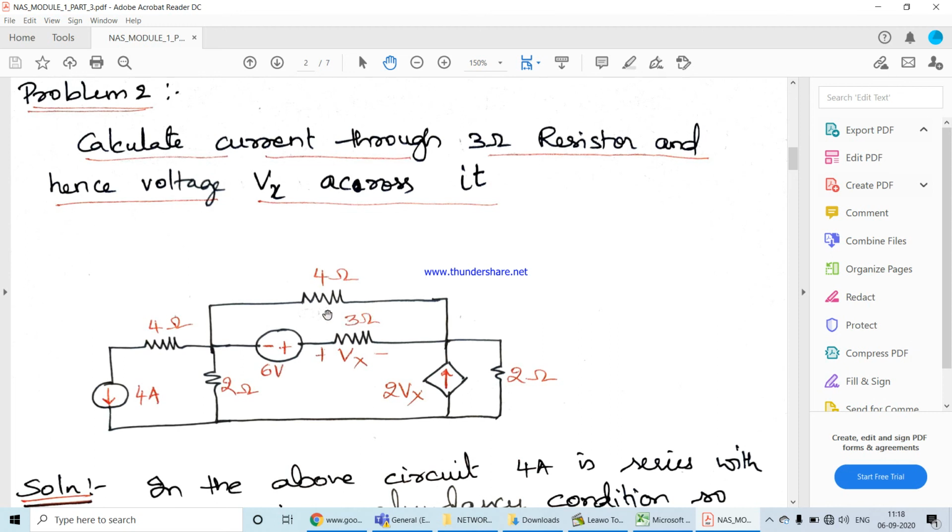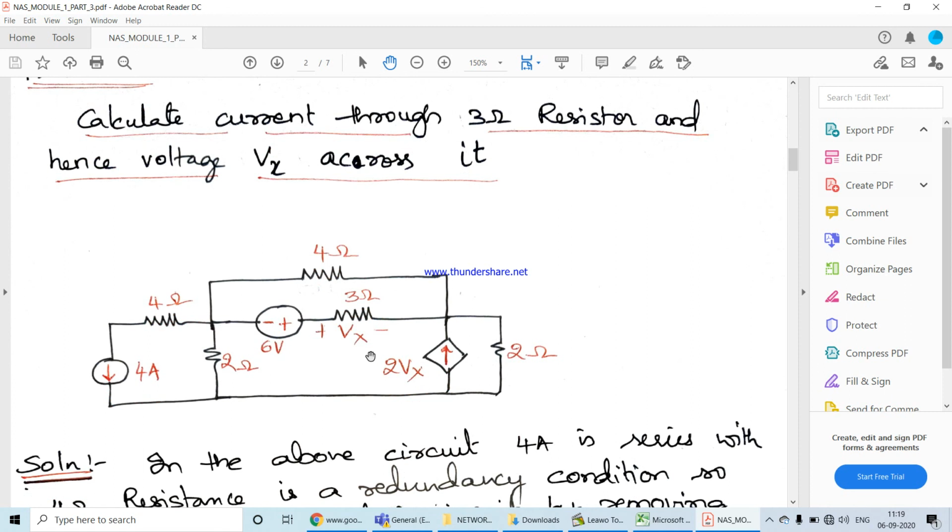So here the 3 ohm resistor is this. I hope the diagram is visible to you. This is the 3 ohm resistance where Vx is the voltage across that 3 ohms. Now we have a current source here which is dependent on that voltage Vx. This is the voltage dependent current source given in the network. Now the job is to find Vx by applying the source transformation technique. So apply source transformation to find the voltage Vx across the 3 ohm resistor.